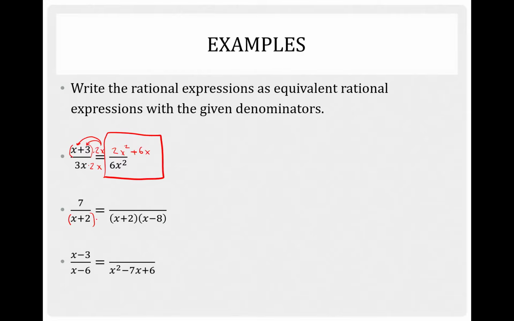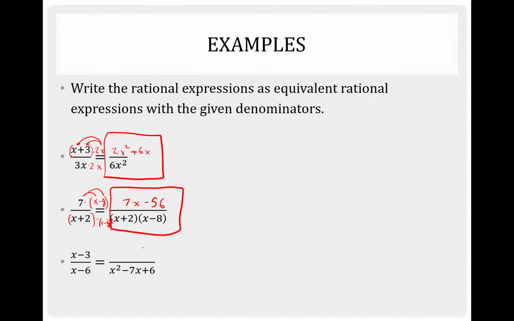So I need to multiply the top and the bottom of the first fraction by what it's missing. In other words, I need to multiply the top and the bottom of the first fraction by x minus 8. On top, if you distribute that 7, you get 7x minus 56, and that is your second fraction.